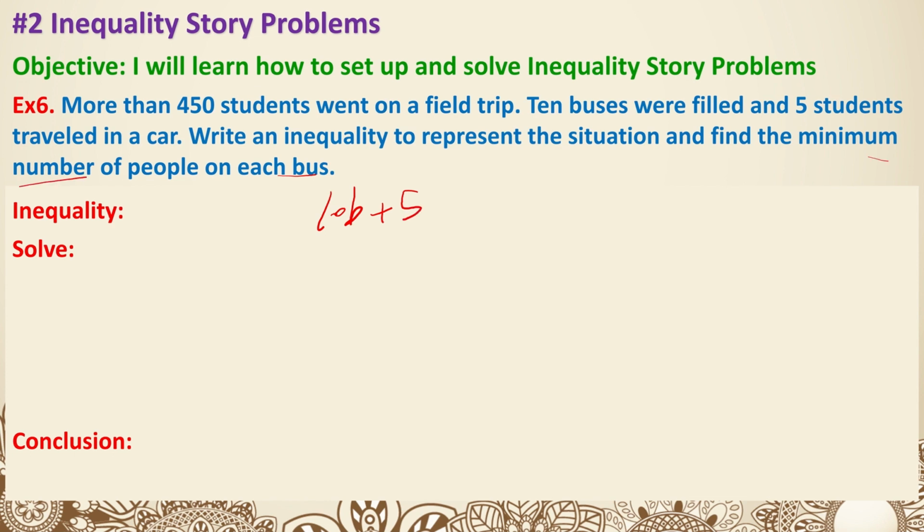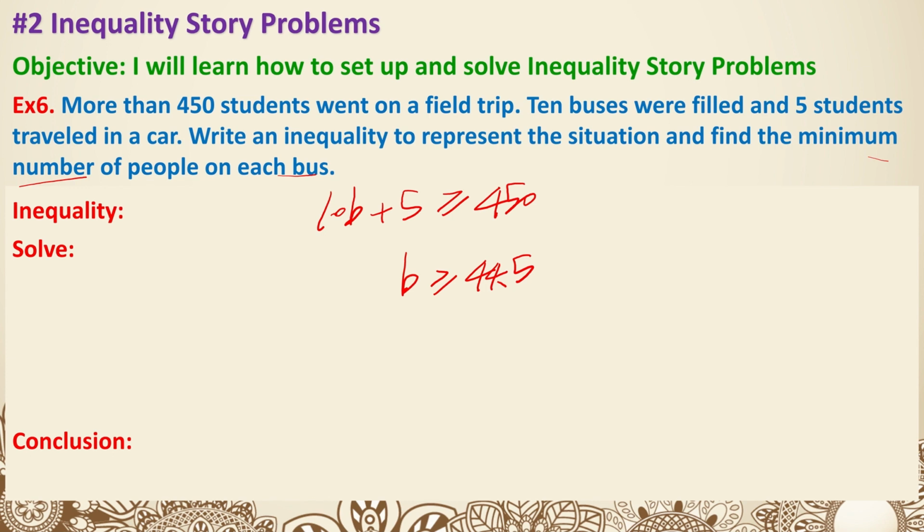Minimum number of people, minimum value of, so it has to be greater than or equal to 450. Let's solve it. Minus 5 divided by 10. B is greater than or equal to 44.5. Well, for sure, you can't exactly keep a 0.5. What are you going to do? 44.5 people. Someone only half of their body can come on, the other half has to hang outside the bus door. That's just not going to work, right? So there's no way it's 44.5.